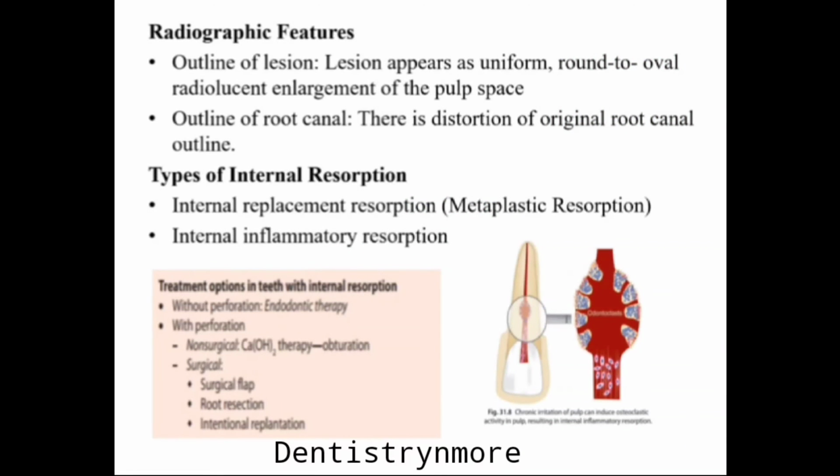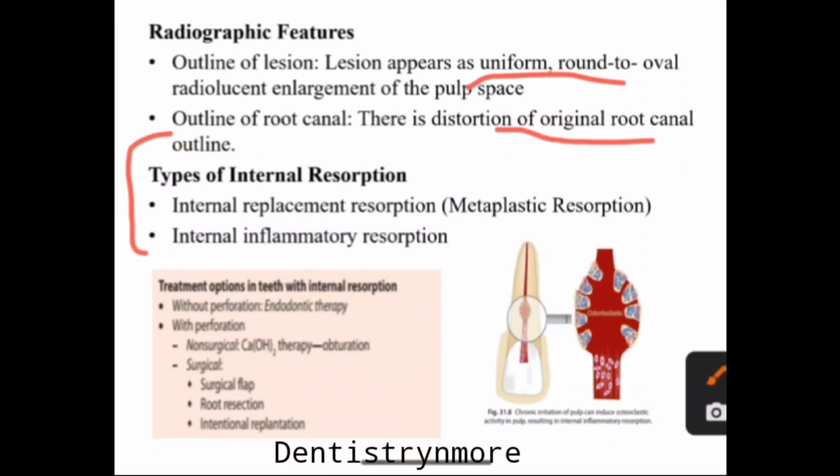The radiographic features include the outline of the lesion: it appears as a uniform round to oval radiolucent enlargement of the pulp space and the root canal, with distortion of the original root canal outline. Next are the types of internal resorption, that is internal replacement resorption and internal inflammatory resorption.